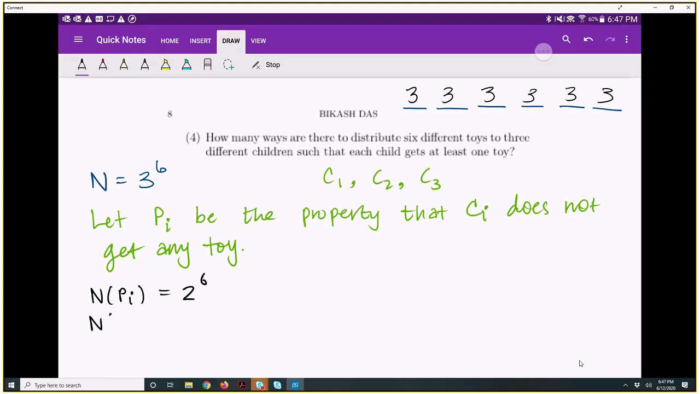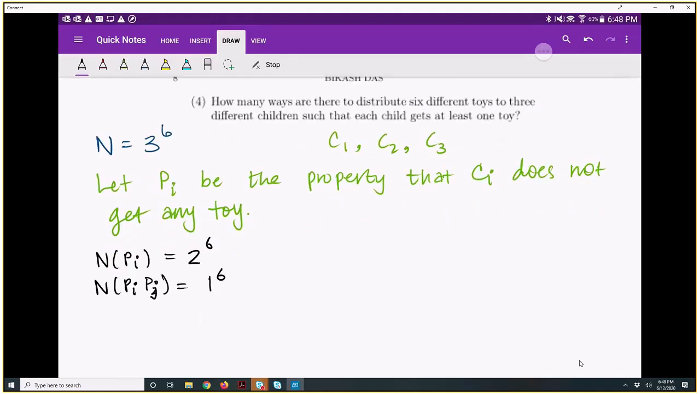Then what about 2 children not getting toys? Well, there were only 3 children to start with, so there's only one way that this can happen. We can think of it as 1 to the power 6, but there's just one way that this can happen. It just depends which child is the only child getting toys.